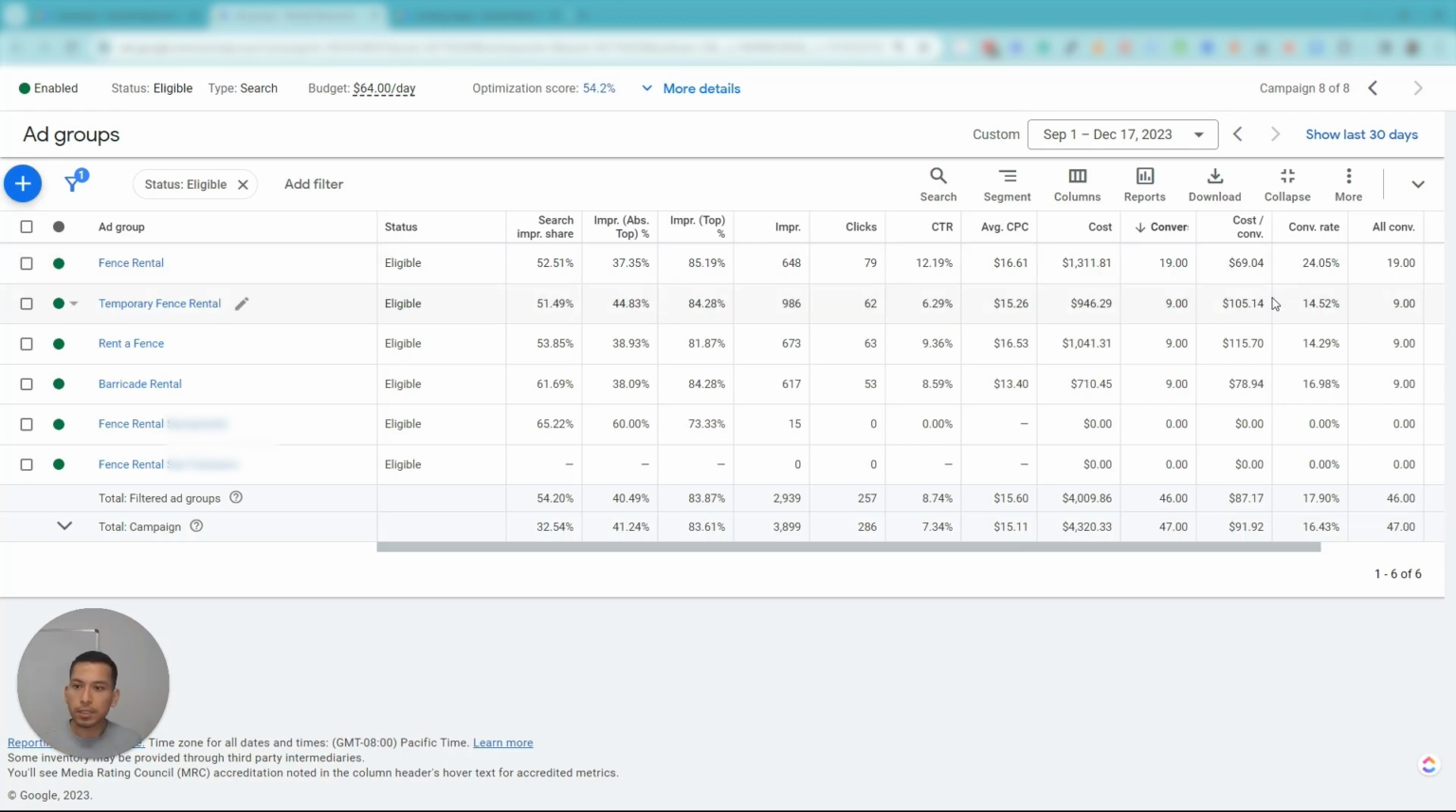So let's take a look at the next one, temporary fence rental. We have 9 conversions, $105 cost per conversion, so it's a little bit more expensive, and 14% conversion. Rent-a-fence, a little bit even more expensive and about the same conversion rate. And for barricade rental, we got 9 leads at $78.94, so that's pretty good, and it's 17% conversion rate.